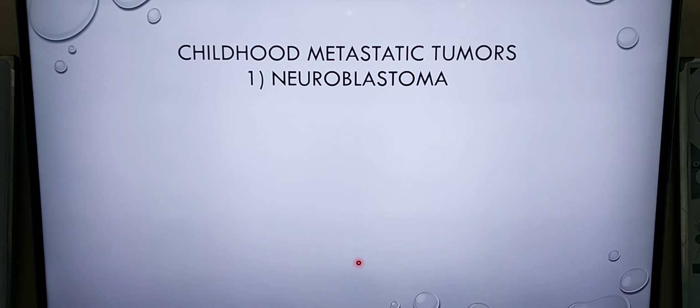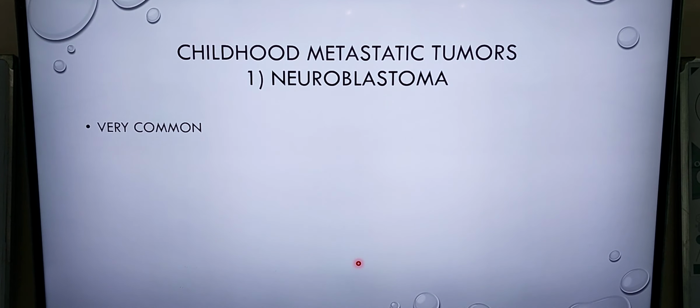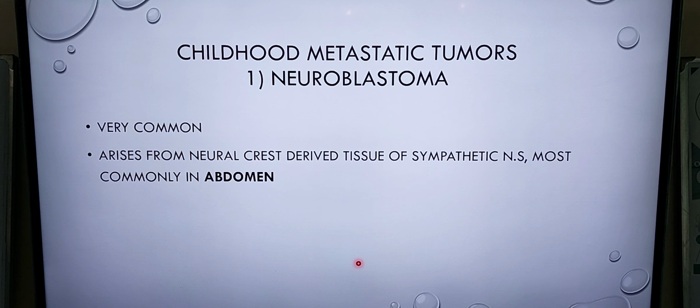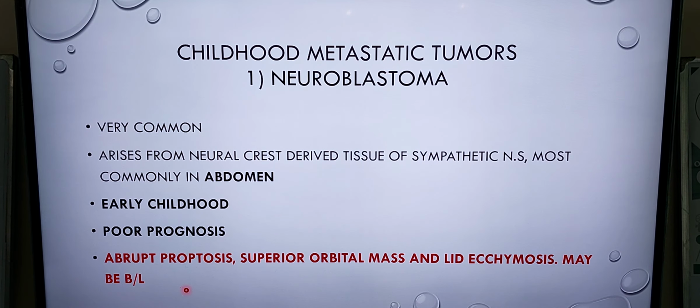नेक्स्ट टॉपिक इज metastatic tumors in childhood. The first one is a neuroblastoma, which is very common, arises from neural crest derived tissue of sympathetic nervous system, most commonly arises in the abdomen, presents in the early childhood and has a poor prognosis. If we suspect it, if there is abrupt proptosis, superior orbital mass and lid ecchymosis, and these features may be bilateral as well.